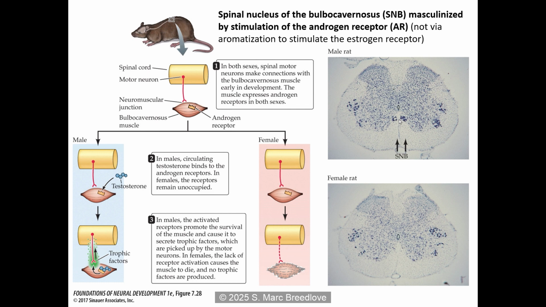If, on the day of birth, you give a female rat a single injection of testosterone, then you stop the death of the motor neurons and the death of the muscles, and she will have them forever. So just in this case, we understand why there's an organizational effect of testosterone. You have to give the testosterone before the system dies. If you wait until after the muscles and motor neurons have died, it's too late to save them.